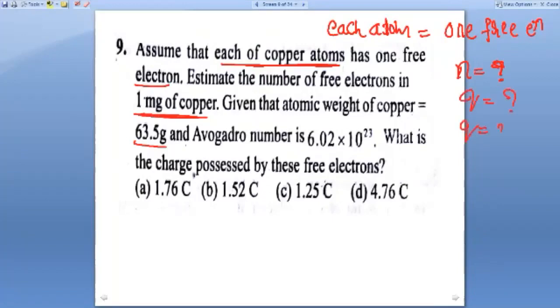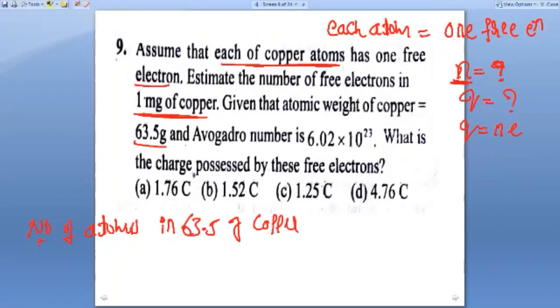So charge is equal to N into E. First you have to calculate N. So how to calculate N? N is calculated by how many atoms. Each atom has one free electron, so the number of atoms in 63.5 gram of copper is N, the number of free electrons.